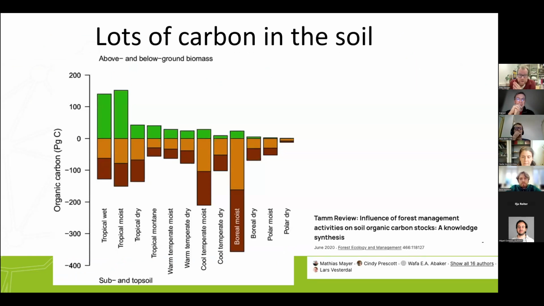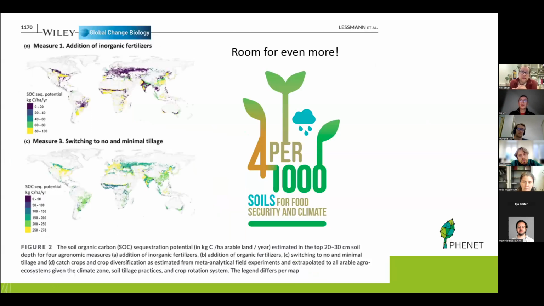There is a lot of carbon in the soil, as you know, and especially here in the temperate and boreal regions, there's a lot of carbon. But our interest is: is it getting less or getting more? Is there room for more carbon in the soil?